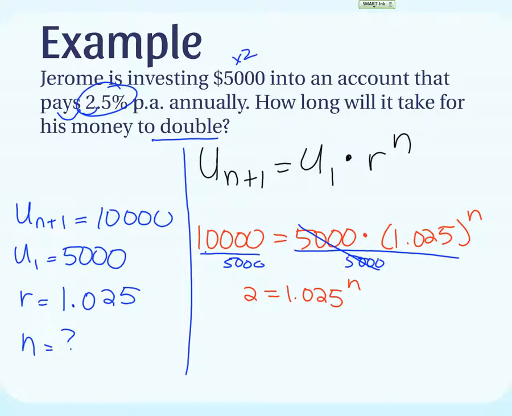Here is where you have options. There is more than one way to solve this with logarithms. Anyone have any idea? Or any thoughts where they want to go with it? Expand on it. You can do log on both sides. So I could go like this, and I could do log of 2 equals log of 1.025 to the n.